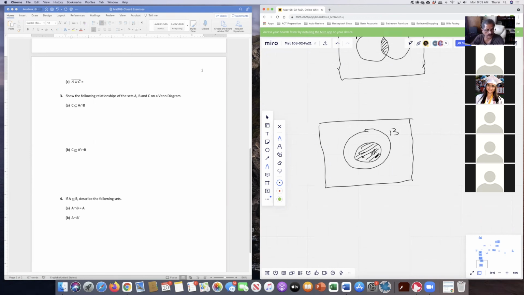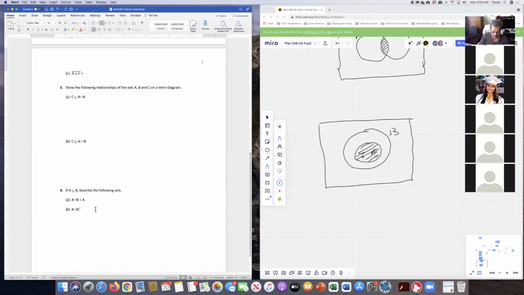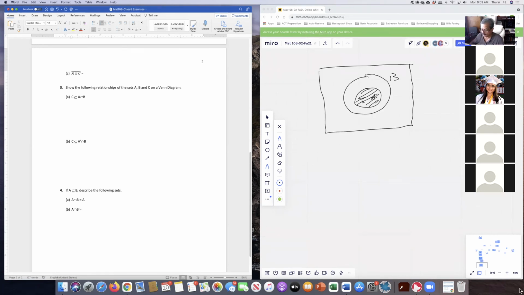The next question is, what can you say about A intersection B prime? A is a subset of B, so my picture is still correct. Wouldn't it also equal A? No, B prime is outside of B, right? So this time it will be everything outside of B.